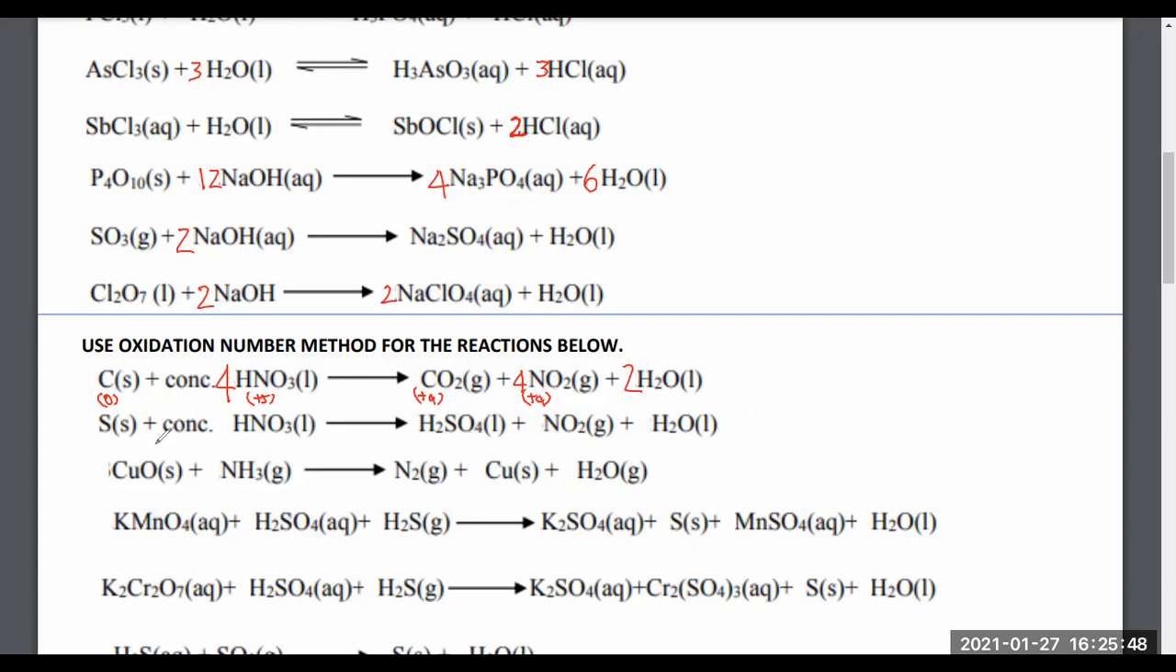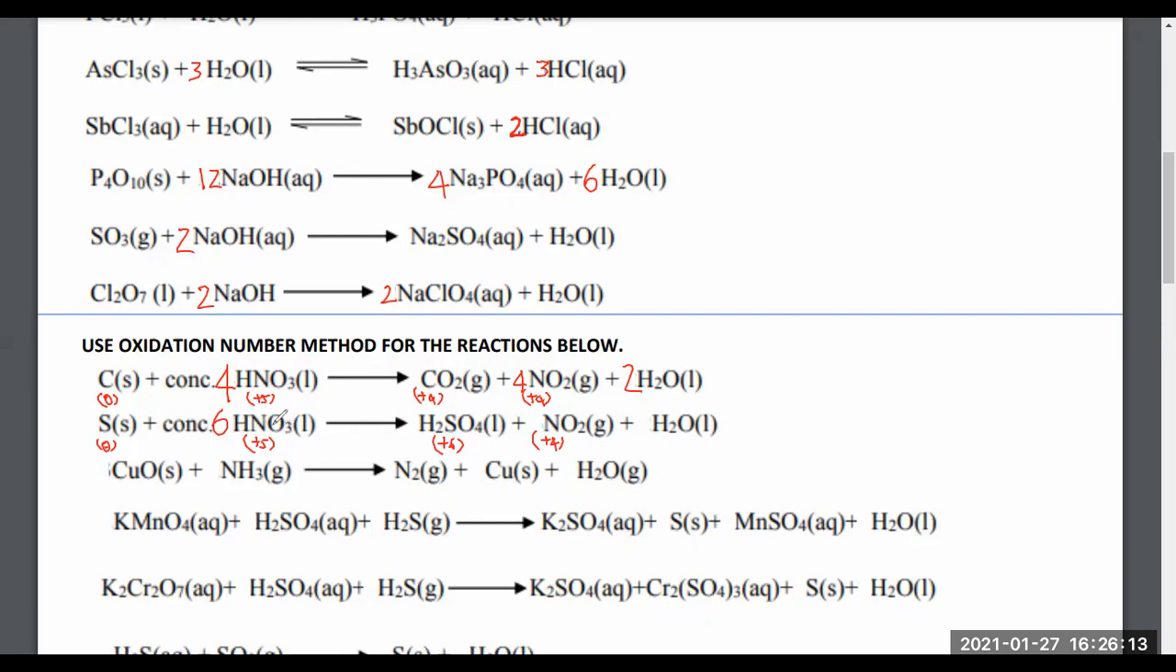Balanced. Fine. Next question. Sulfur 0 goes to plus 6. Nitrogen from plus 5 goes to plus 4. Sulfur from 0 to plus 6, difference is 6. That 6 comes here. Nitrogen from plus 5 to plus 4, difference is 1. That 1 comes here. 6 hydrogen. Careful now.